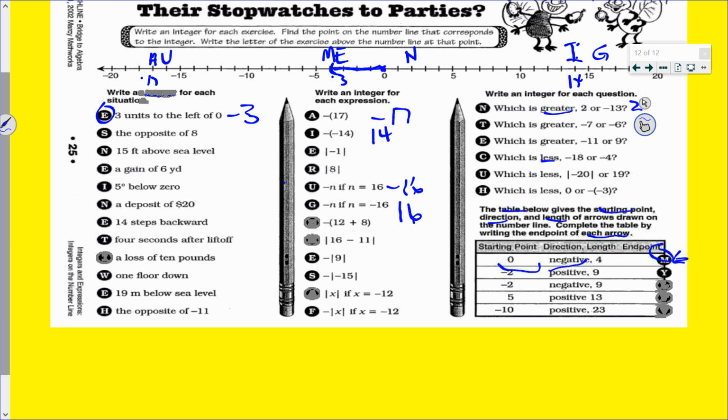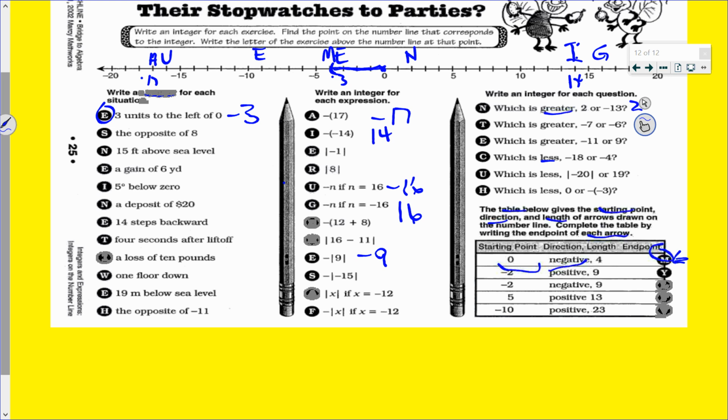When we do get down to the bottom, it's just the absolute value. So what's the absolute value of 9? 9. What's the opposite of 9? Negative 9, because the opposite is on the outside of the absolute value sign. Make sense?